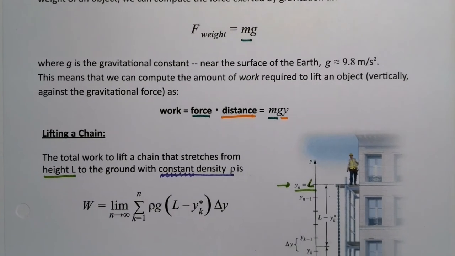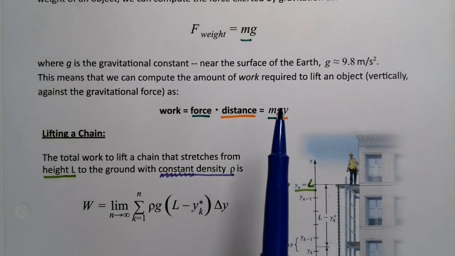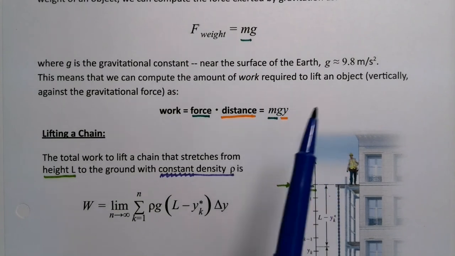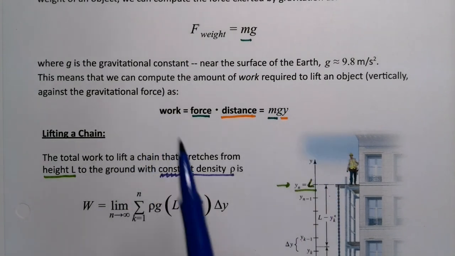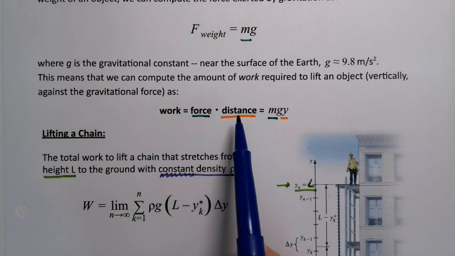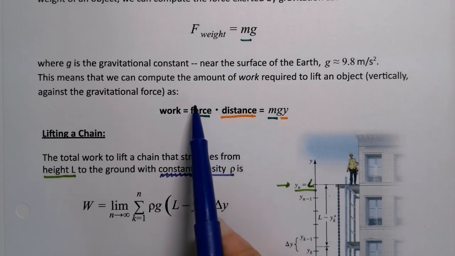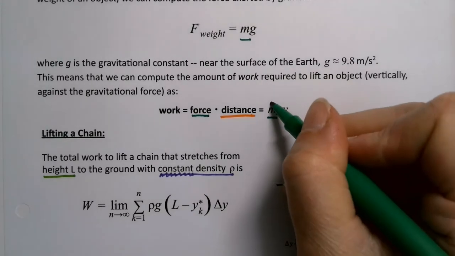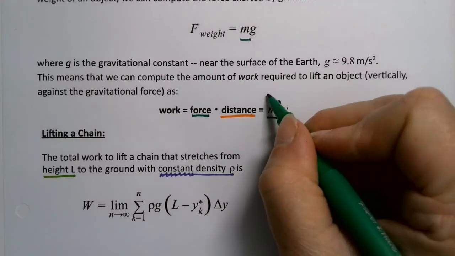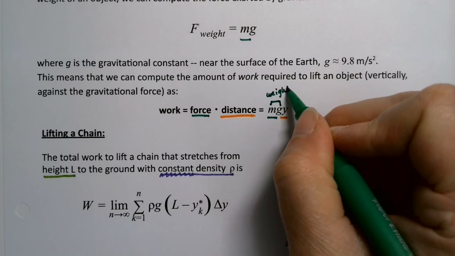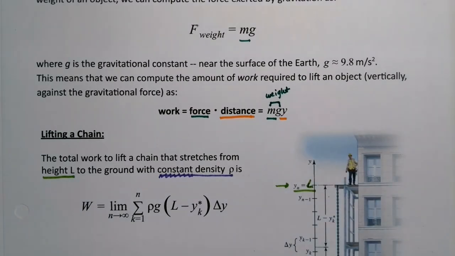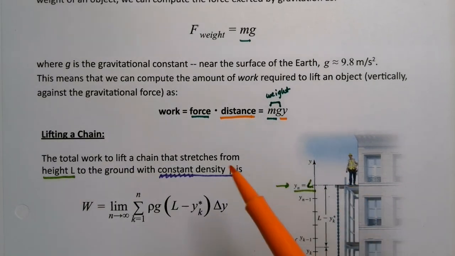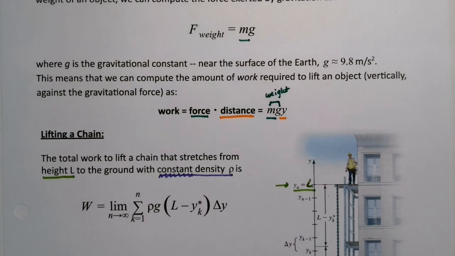All right, so then that means that we can compute the amount of work required to lift an object vertically against the gravitational force, because work would be force times distance. Force would be our weight. So when you have weight, like pounds, you actually have a force right there. And then you multiply it by y, because your distance will be in y because you're lifting vertically upward. So therefore that distance would be y.